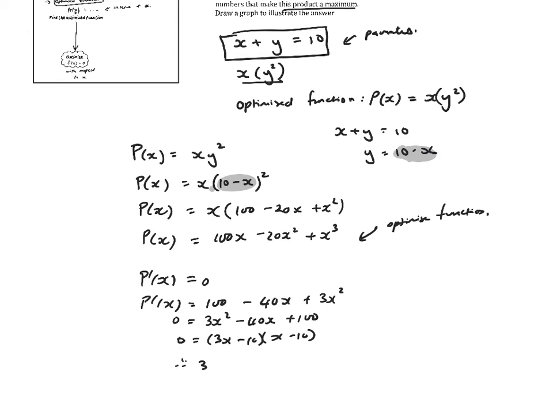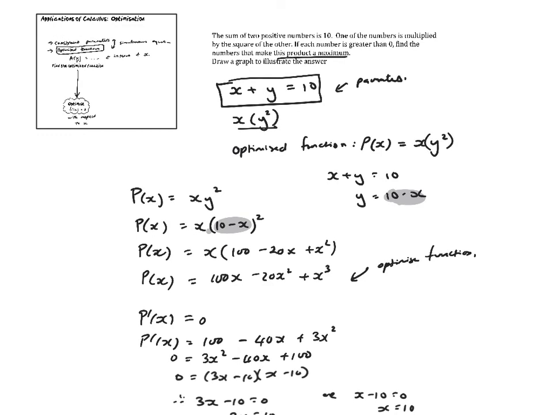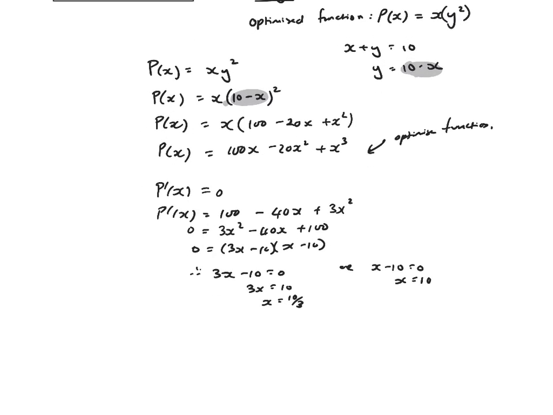So therefore 3x minus 10 is equal to 0, so 3x is equal to 10, x is equal to 10 over 3. Or we've got x minus 10 is equal to 0, so x is equal to 10. Okay, so which of these two would it now be? Is x 10 over 3, or is x equal to 10? Well, they actually told us in the beginning that each of those numbers must be greater than 0.